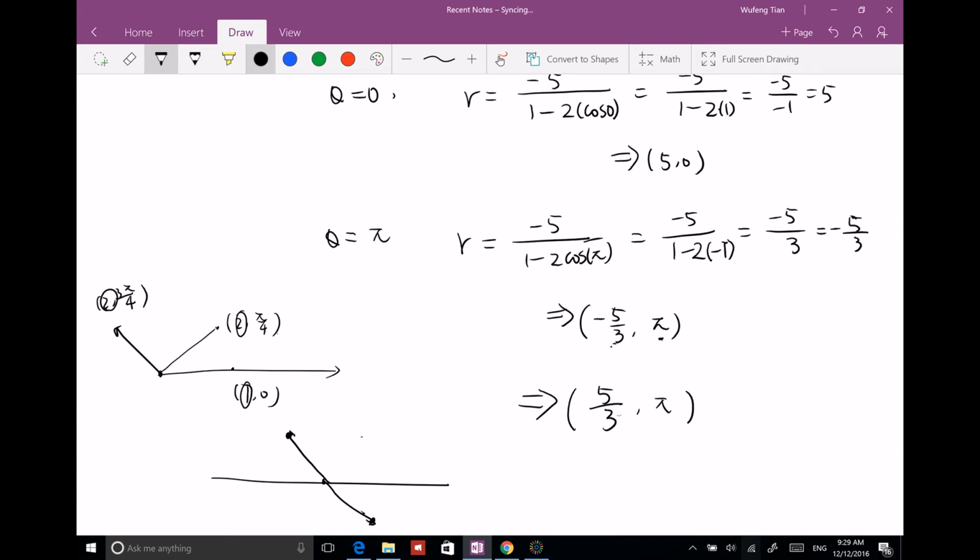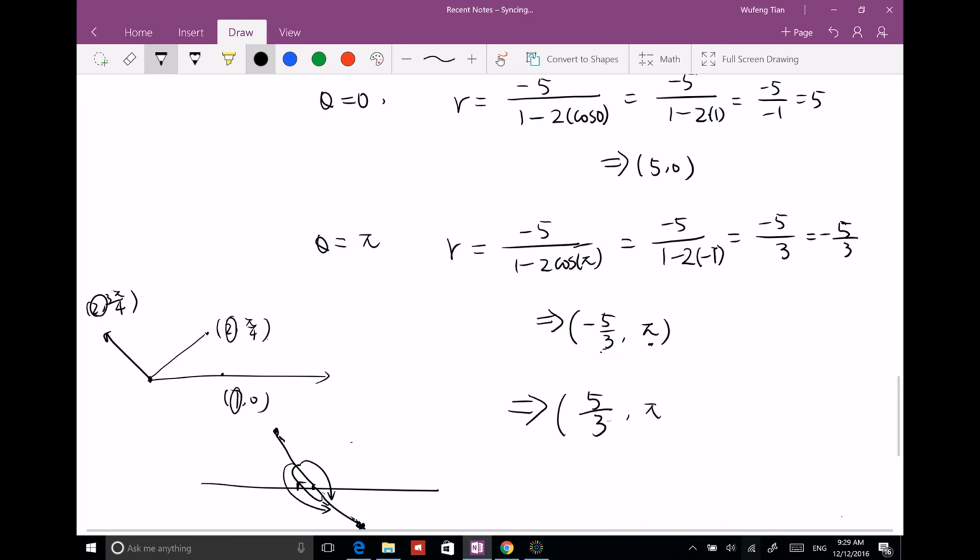How do I do that? You can add pi or subtract pi, either one, because it doesn't matter. If it is this point, it goes to here. If you add pi, it goes back to this one again. If you subtract pi, it goes back to here. If you add pi or subtract pi, it goes back to the original point again. You just pull it back.